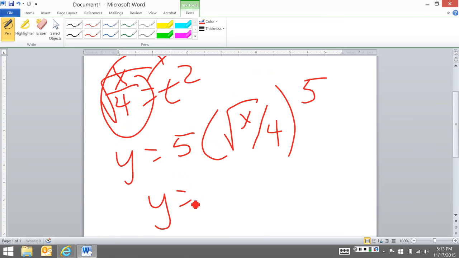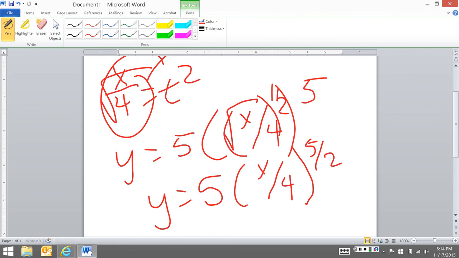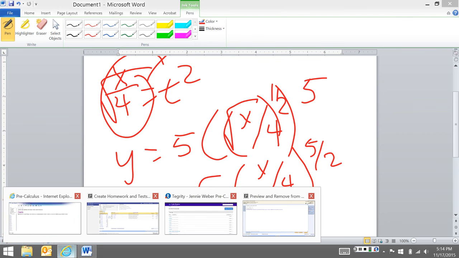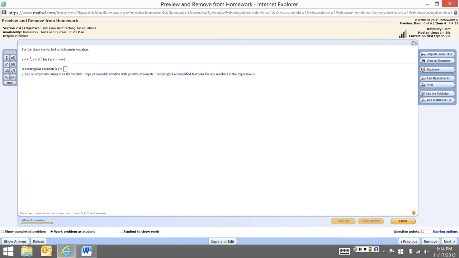Now, this doesn't actually expect you to sort this out completely. Just remember this is to the 1/2, so this is x divided by 4 to the 5/2. You could sort that out further if you wanted, but my math lab doesn't expect you to. And actually, when I tried to do it, because I thought it looked kind of gross, I tried to sort it out, it yelled at me. So just leave it like that, if for some reason it likes it that way.